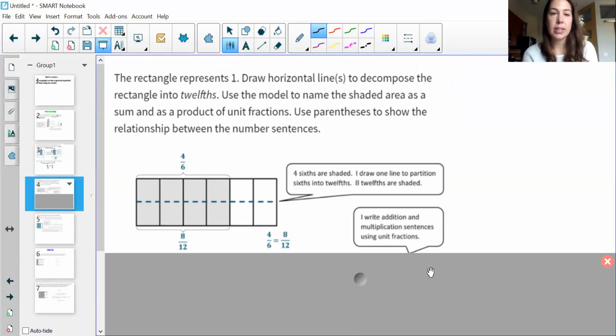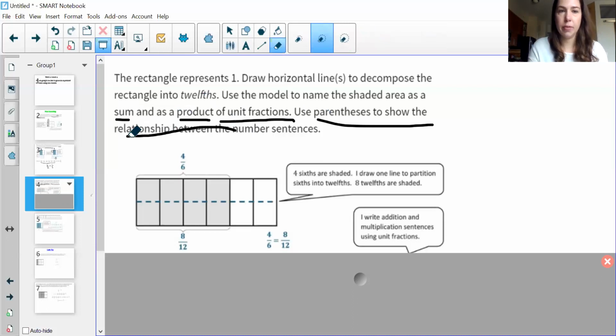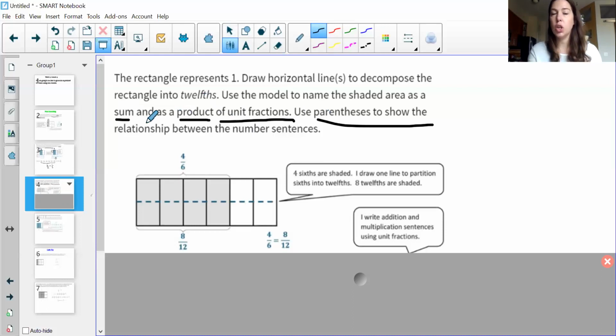So it says, the rectangle represents one whole. Draw horizontal lines to decompose the rectangle into 12ths. Use the model to name the shaded area as the sum and as a product. So that's your addition sentence and that's your multiplication sentence of unit fractions. Use parentheses to show the relationship between the number sentences. Okay, I know that direction is a little bit confusing, so I'm going to show you what they mean by using parentheses. Let's just look at the area model first and think about what's going on here.